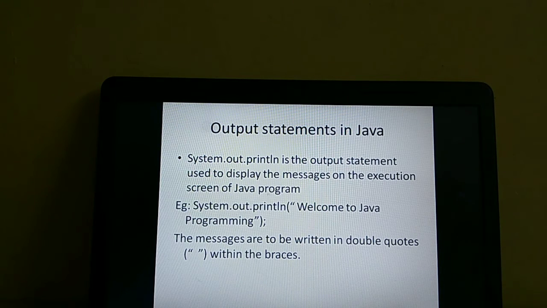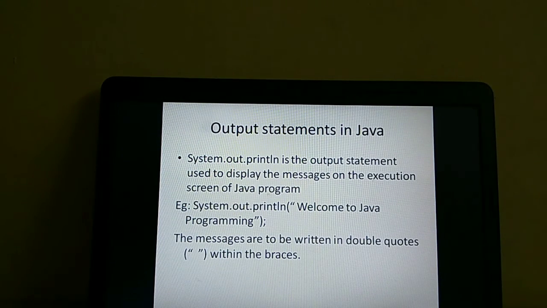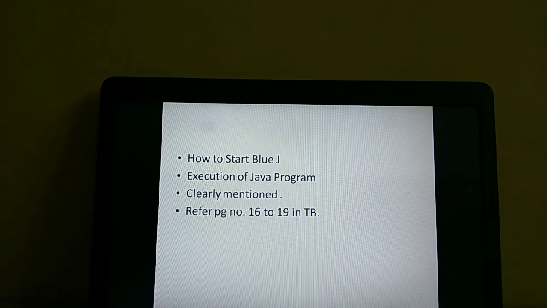The messages are always to be written in double quotes, within the brackets, and at the end there is a semicolon. All the statements must be terminated with a semicolon. Is that clear to all? That was the output statement. And the next is how to start your BlueJ.